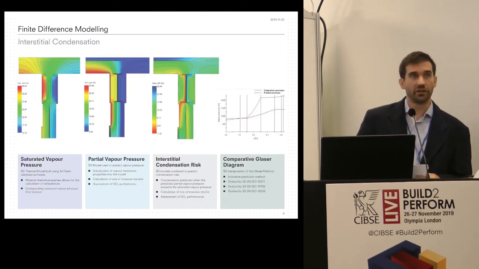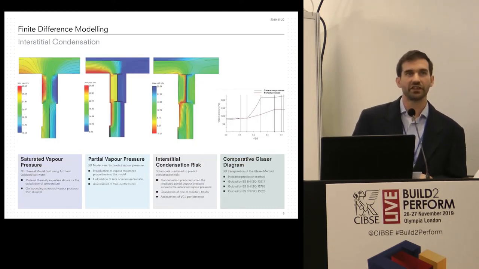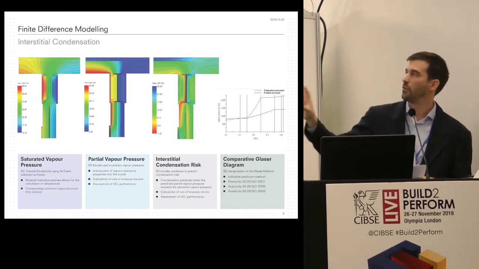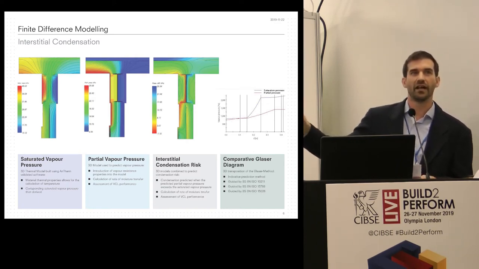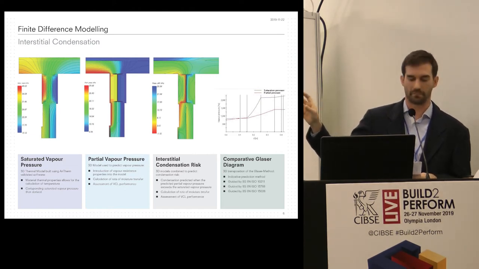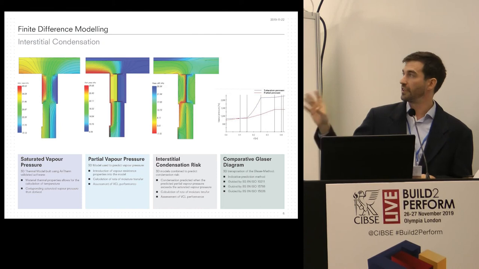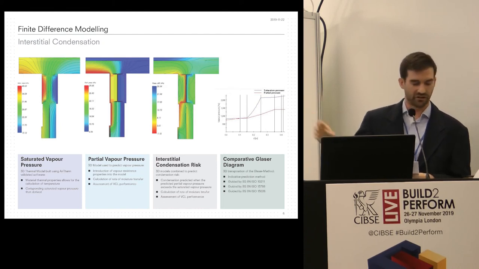I additionally used this to predict interstitial condensation by using a vapor diffusion numerical model, which looks at vapor diffusing through the materials and looks at the saturated vapor pressure within the materials. This is basically a 3D version of a simple Glaser diagram and enabled me to estimate the risk of condensation forming within build-ups. So we did this, we iterated, we got answers and we predicted condensation risk.